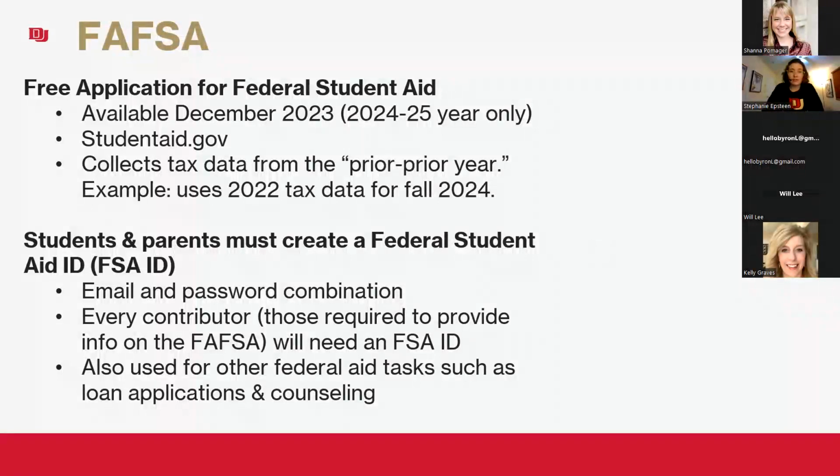You complete this form at studentaid.gov, and what it does is collect tax data from the prior year. So you're actually using 2022 tax information, which you should already have at this time. How you do it, students and parents have to create a Federal Student Aid ID, so the FSA ID. It's an email and password combination, for every contributor, and we're going to talk about some more definitions of the FAFSA. Contributors are the people who are required to provide information on the FAFSA. They need that FSA ID. Studentaid.gov is also a great resource for other information, other federal aid tasks, such as loan applications and counseling.